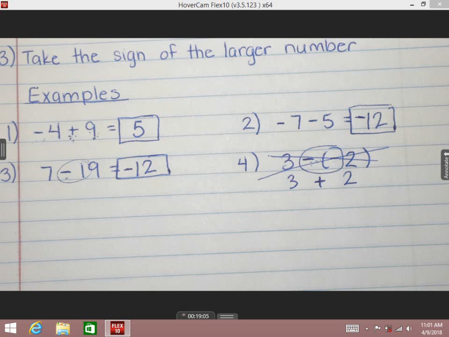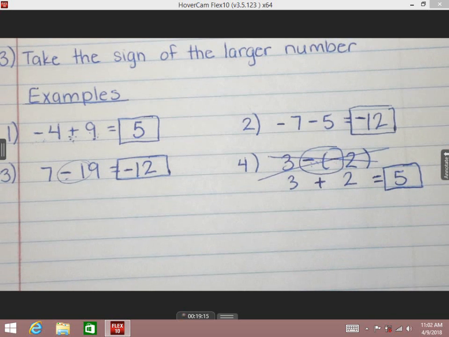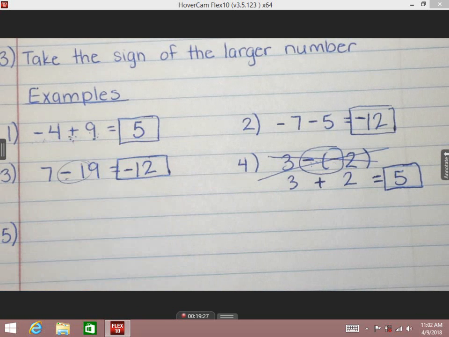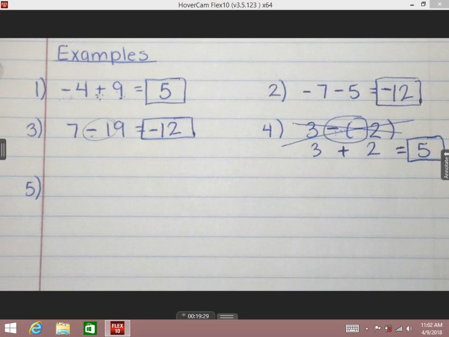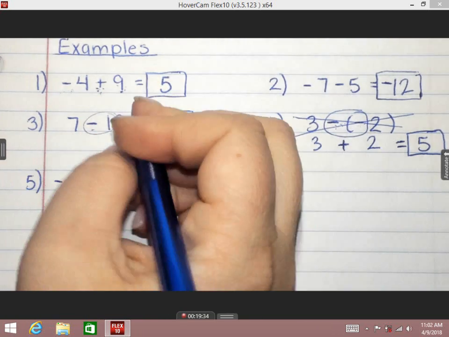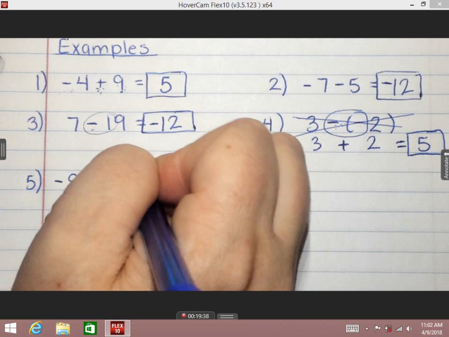Alana, can we do 3 plus 2? What is 3 plus 2, Alana? 5. All right. So guys, a double sign doesn't really make the problem harder. It just gives us one more step that we have to do so that we can create a good problem. All right, let's do another one. All right, number 5. Please stop tapping. For number 5, we're going to do negative 8 minus a negative 4.